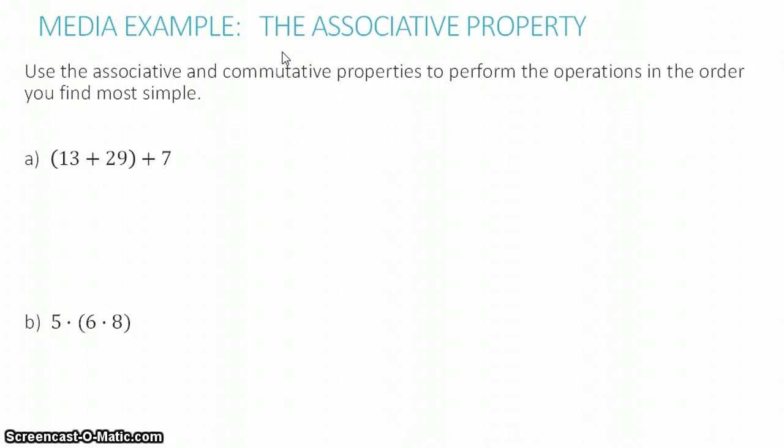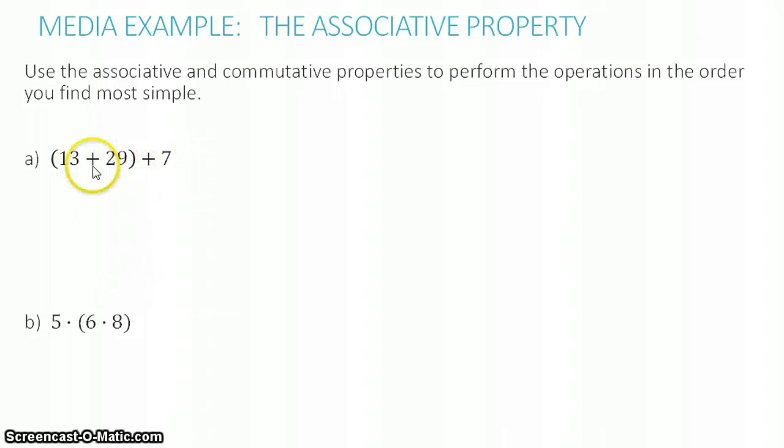In this example, we're going to see how we can use the associative property to make our computations more simple. Use the associative and commutative properties to perform the operations in the order you find most simple. So here we have 13 plus 29 in parentheses, and then plus 7.